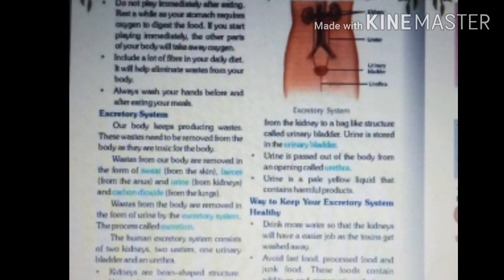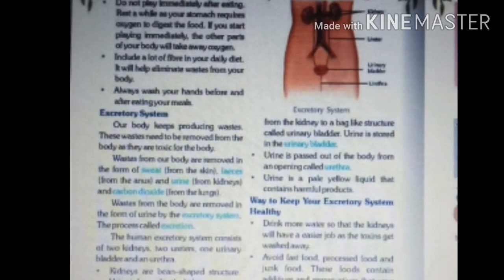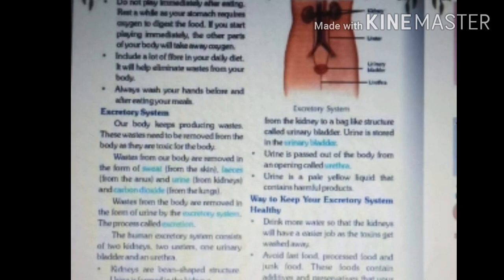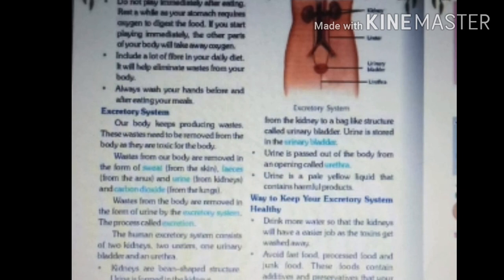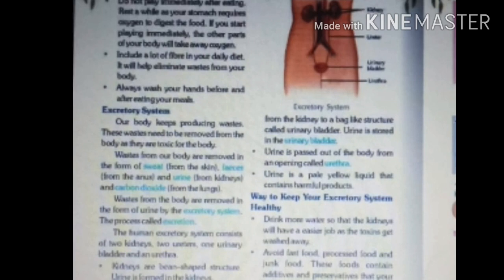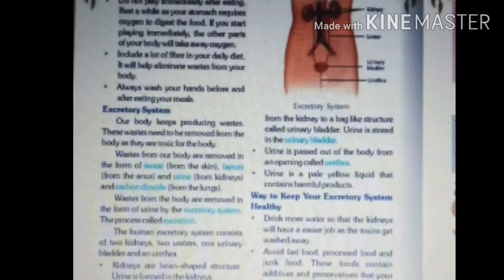Now, waste from our body is removed in the form of sweat from the skin, feces from the anus, urine from kidneys, and carbon dioxide from lungs. All these are the waste of our body. Waste from the body is removed in the form of urine by the excretory system, and this process is called excretion.